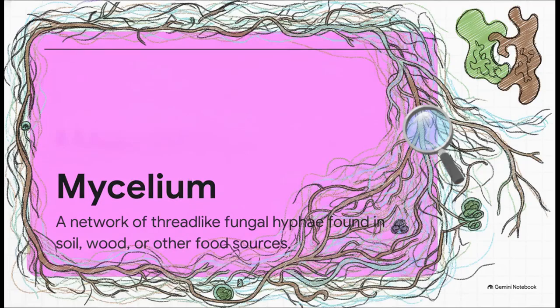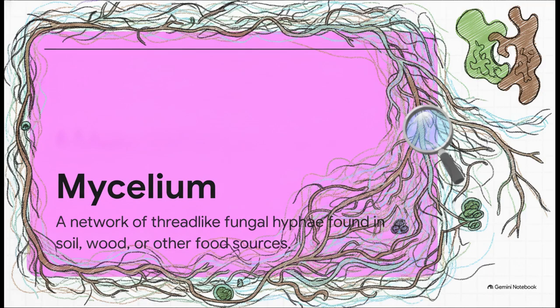Which brings us to true fungi. The big takeaway here is that true fungi are eukaryotic heterotrophs, and most of them have cell walls beefed up by a super tough substance called chitin. Now, yeasts are an exception since they're single-celled, but many true fungi grow as these tiny thread-like structures called hyphae. When those hyphae weave together into a massive hidden network, we call it a mycelium.